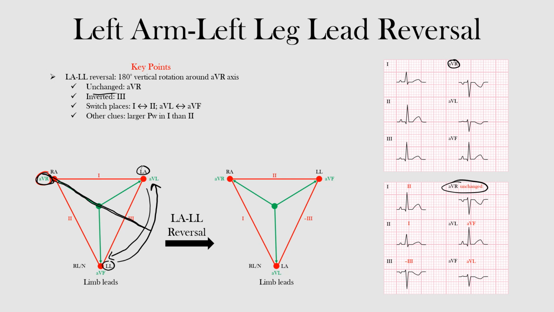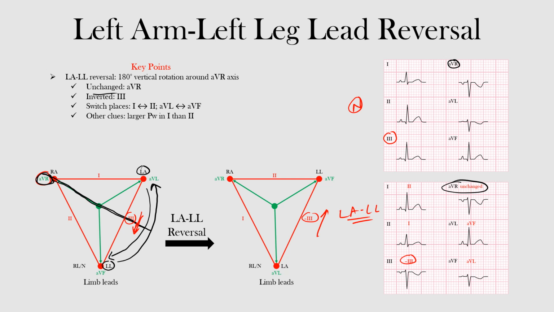Next, we said that lead 3 will become inverted. So here's lead 3 directed in this direction. Now, if you invert it, it's going to be directed in the opposite direction. So lead 3, which is here, notice how it becomes negative in the limb lead reversal of this one. So this is normal, remember, and this is our left arm, left leg reversal of the limb leads. So now we've inverted lead 3.